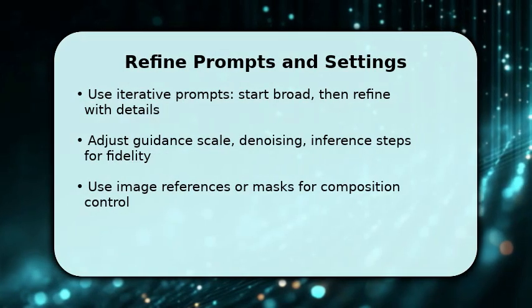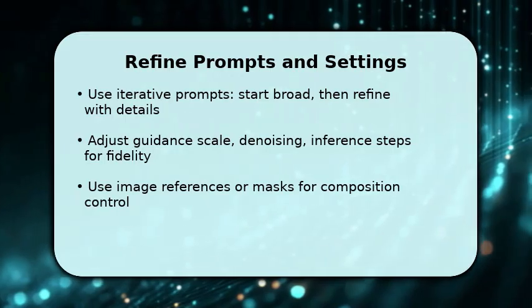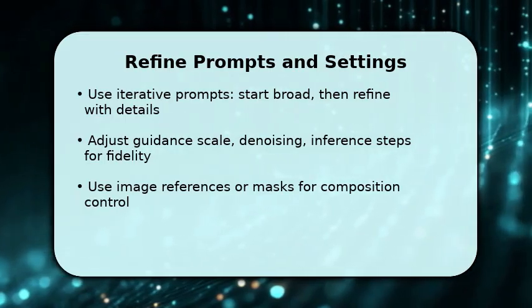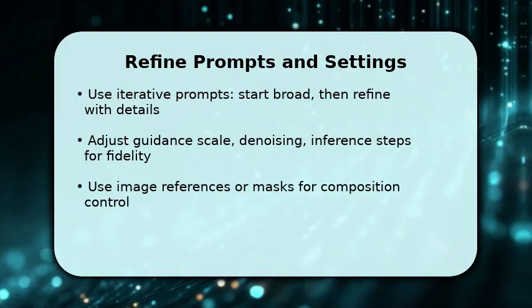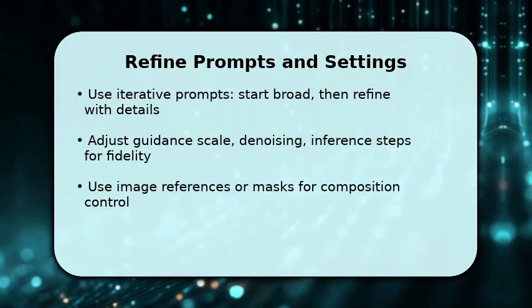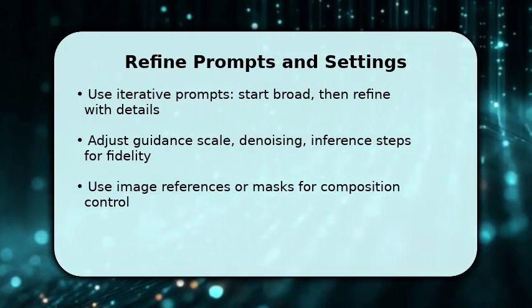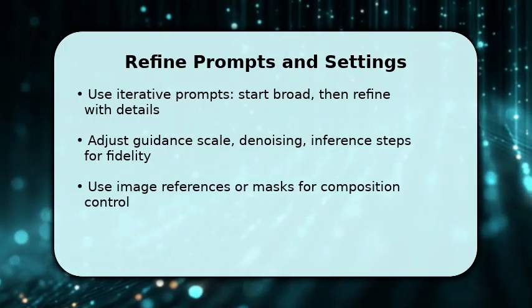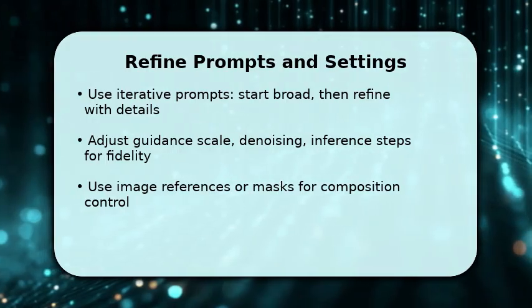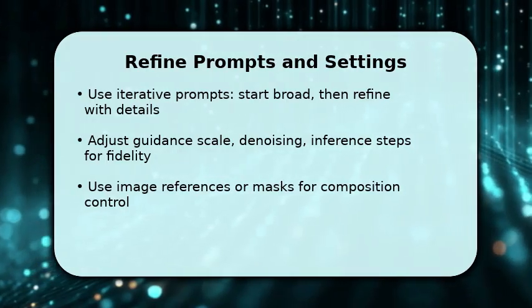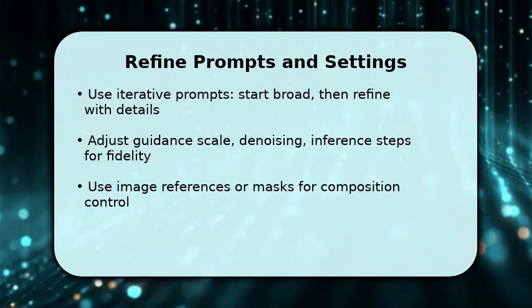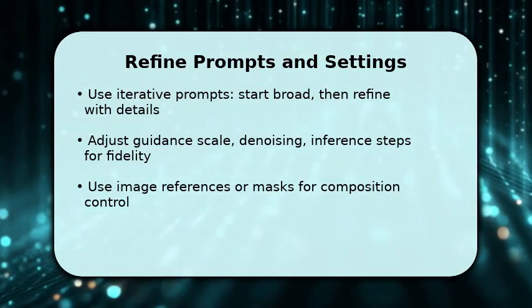Now refine the prompt through iteration. Generate a first pass to see how the model interprets your idea, then add precise modifiers like lighting, camera lens, or era to steer results. Make adjustments to guidance scale and sampling steps to balance creativity versus accuracy. Higher guidance grounds the image to your text, while more steps increase detail.